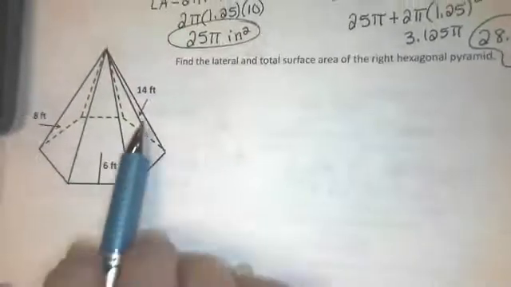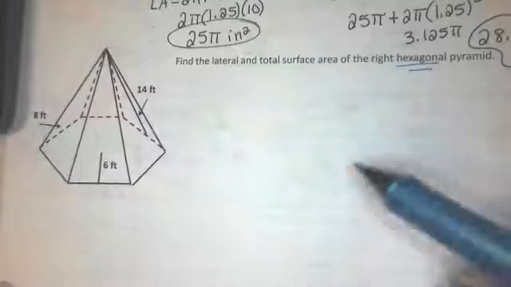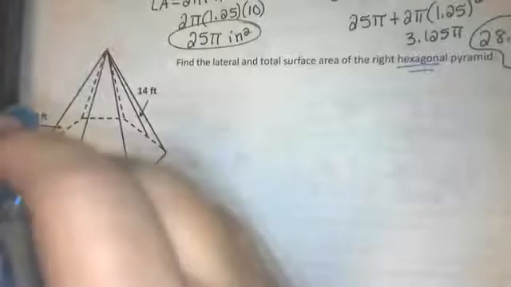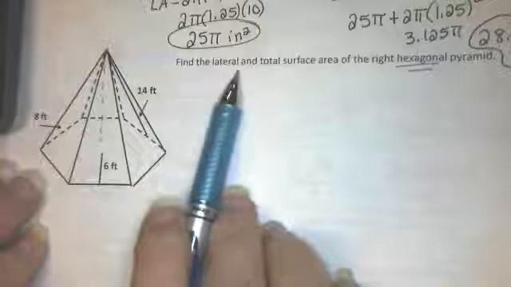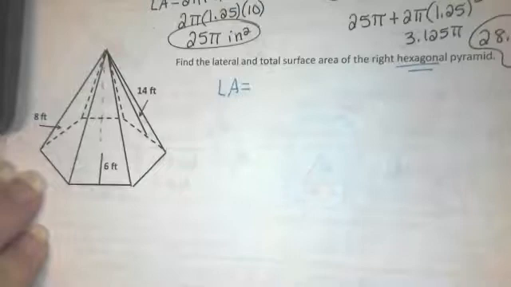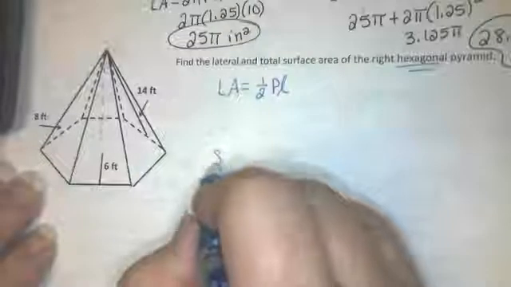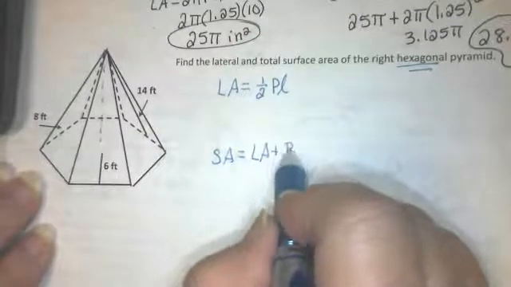This particular shape is a right hexagonal pyramid. The reason we call them right pyramids is because it's opposed to oblique. An oblique pyramid kind of slants to the side. This one is straight up and down, and the height would be perpendicular to the base. All right, the lateral area of a pyramid. So we're going to pull that off of our formulas. 1/2 perimeter times slant height. The total surface area is going to be the lateral plus my base.